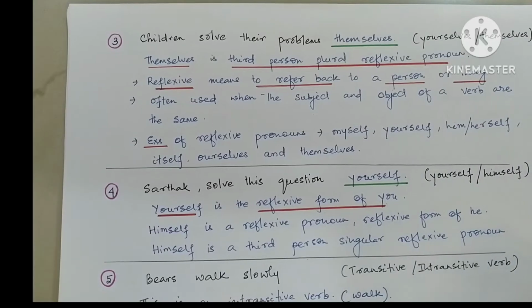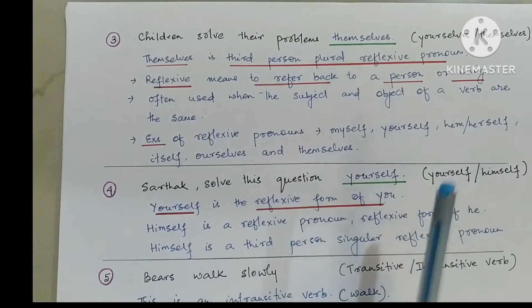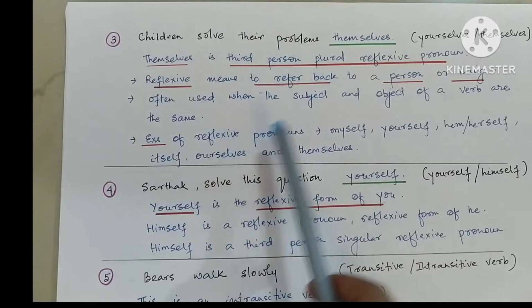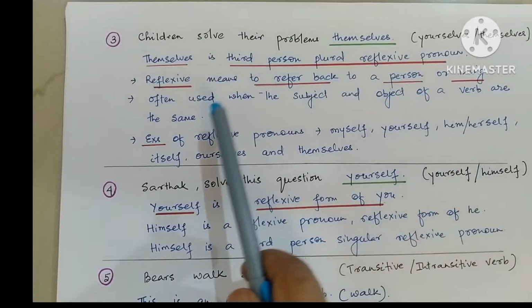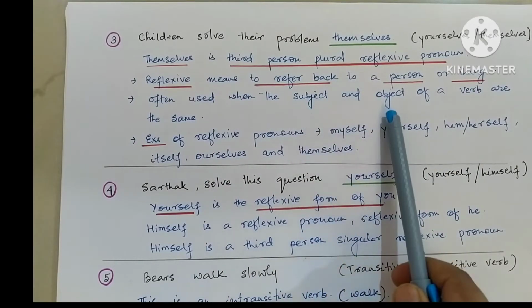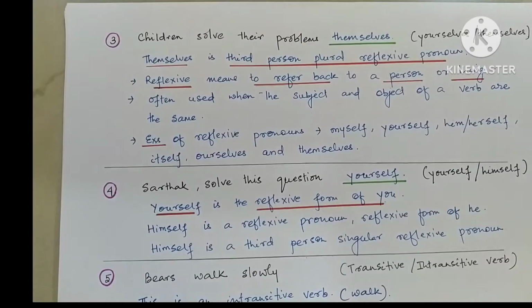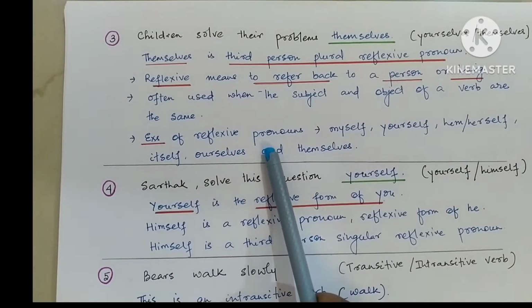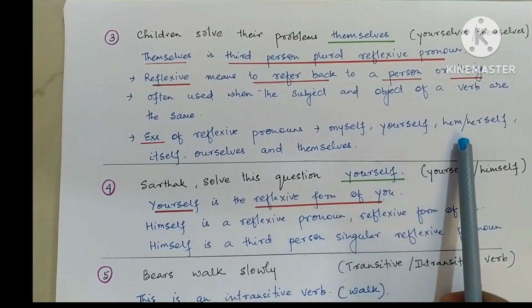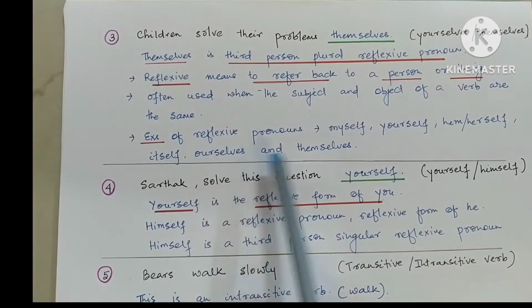Next, number 3. Children, solve their problems yourselves or themselves. Now first we will see what is themselves. Themselves is a third person plural reflexive pronoun. Now children, let me refresh your memory about reflexive pronouns. Reflexive means to refer back or reflect back to a person or thing, often used when the subject and object of a verb are the same. Examples of reflexive pronouns are myself, yourself, himself, herself, itself, ourselves, and themselves.